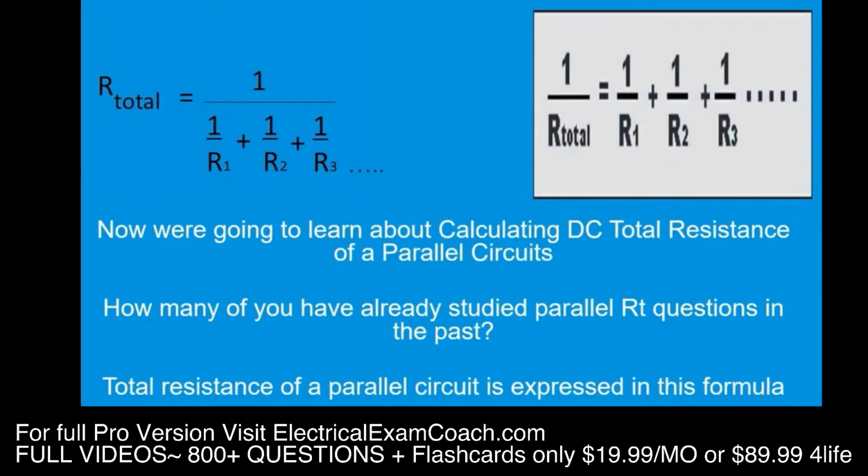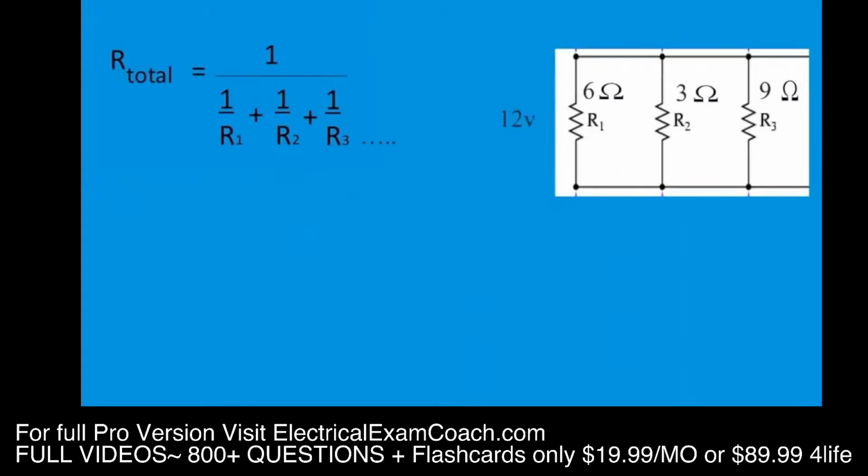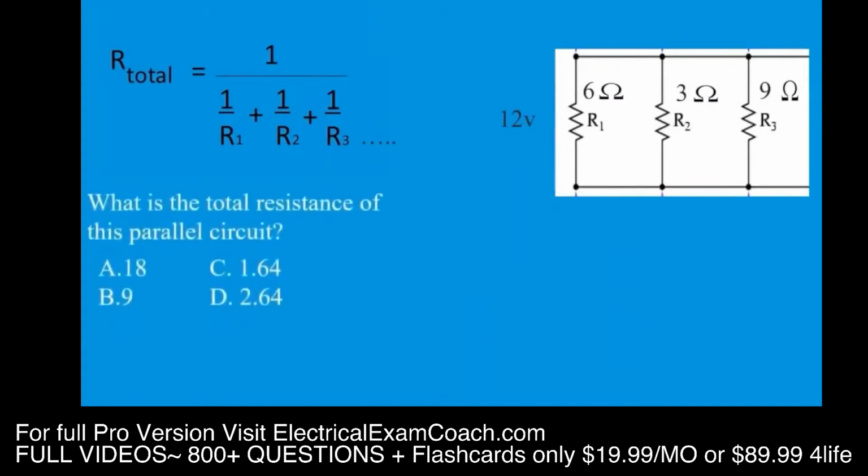This is another way to look at the formula. The reciprocal of R total equals the sum of the reciprocals of each one of those numbers. So that's another way to look at it. Okay, so we have 6, 3, and 9 as our resistors. So what is the total resistance of this parallel circuit?